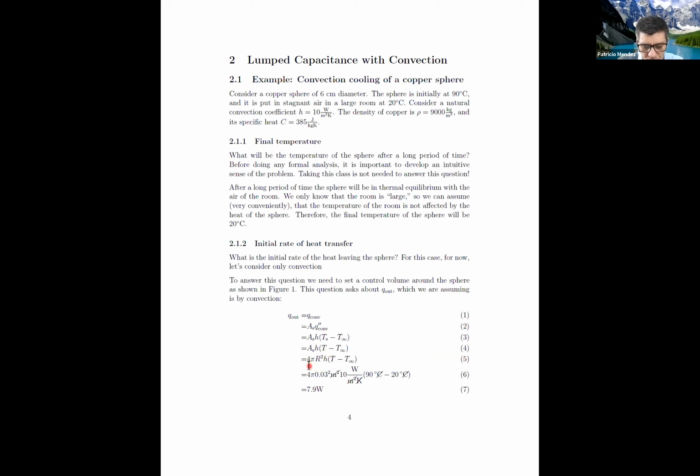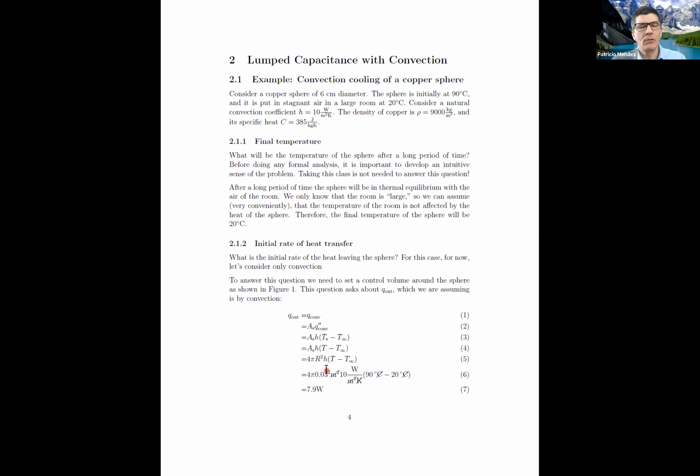So the area of the sphere is 4 pi r squared, which is also in the formula sheets, which you already have access to because you have all the exams from previous years with the formula sheet and with the worked out answers, right? And the temperature, I asked about the initial rate of heat transfer. So for the initial rate of heat transfer, I know the temperature of my sphere is at 90 degrees. So the delta T is going to be between 90 degrees and 20 degrees C. And plug and chug, we get 7.9 watts.